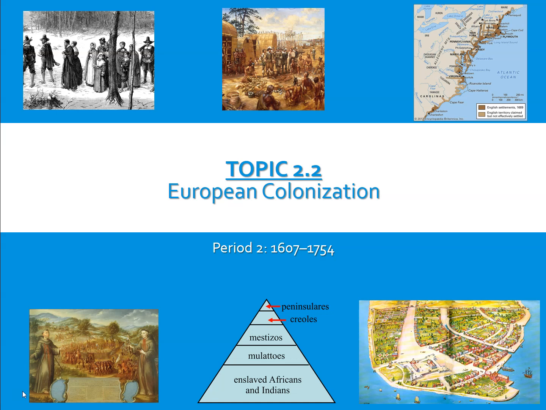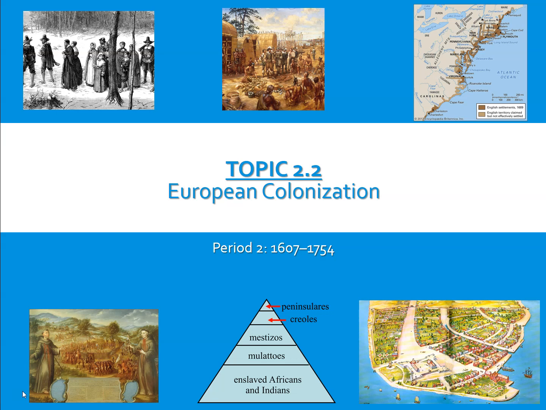We're going to jump now into APUSH period 2. And in period 2, we're looking at the years 1607 to 1754. That will be between the settlement of Jamestown in 1607 with the outbreak of the 7 Years' War, also known as the French and Indian War, in 1754.